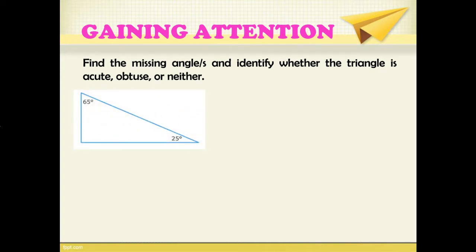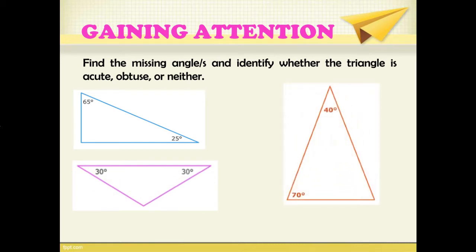Number one, we have this triangle. Then we have this second triangle and this third triangle. So how did you find the measure of the missing angle in each triangle?